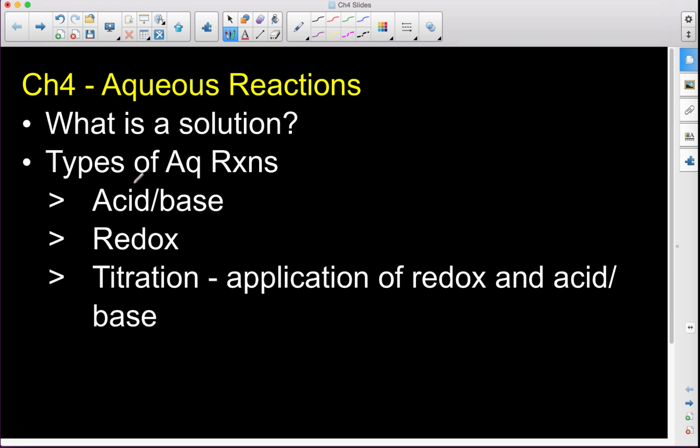Okay. Next up, we're going to talk about types of aqueous reactions, which is kind of a review from last year. Like, we talked generally about what an acid is, what a base is, and that they can react, right? Redox we didn't talk about last year, but it turns out redox is just like a broad classification for a huge set of reactions, which was beyond what we were going to talk about last year, but it's not very complicated really. And then titration is an application of both redox and acid-base concepts.